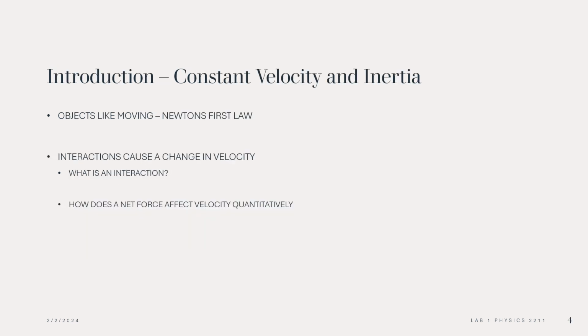Constant velocity and inertia: objects love moving. That's Newton's first law, essentially. An object will stay in motion unless acted upon by another force. Now, what are these forces? They're interactions, and we know that interactions cause a change in velocity. So what is an interaction? Like I just said, it's a force. These forces can be the force of gravity, the force of an electric field, applied force, force of friction, all these different types of things. So how does a net force affect velocity quantitatively?